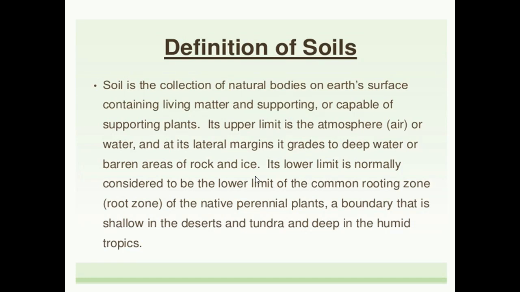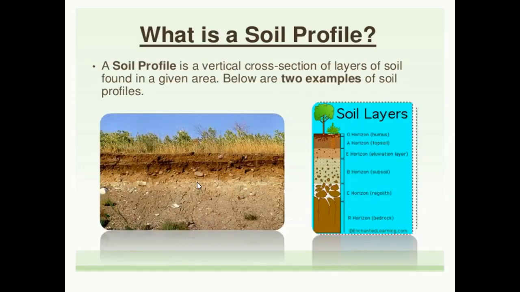The upper limit is the atmosphere or water, and at its lateral margins it grades to deep water or barren areas of rock and ice. Its lower limit is normally considered to be the lower limit of the common rooting zones of the native perennial plants, a boundary that is shallow in the desert and tundra and deep in the humid tropics. Next one, what is a soil profile?